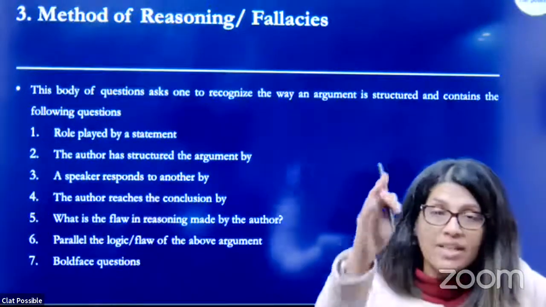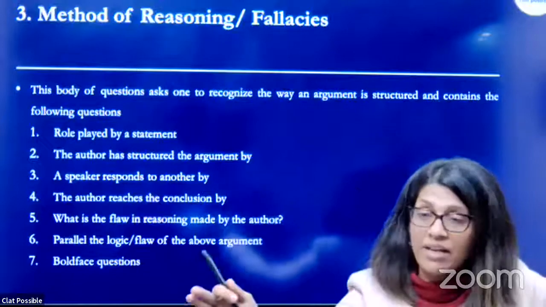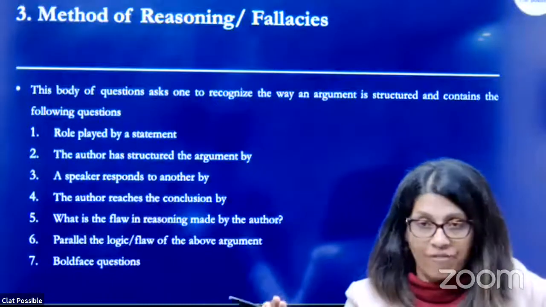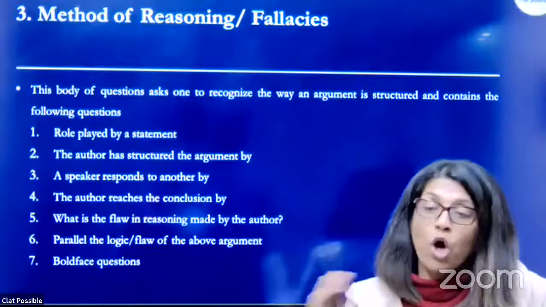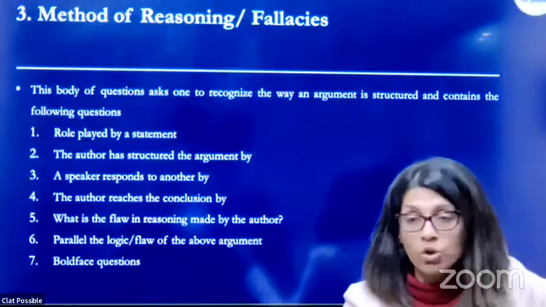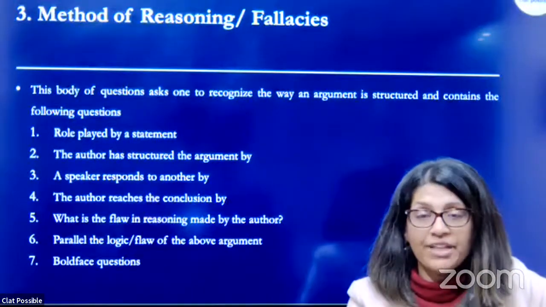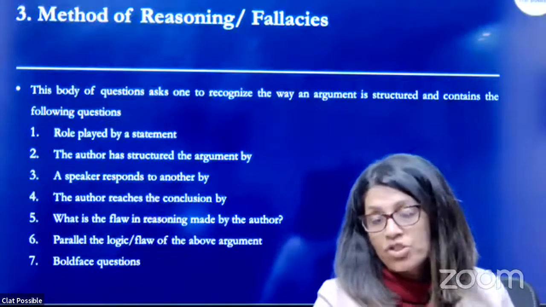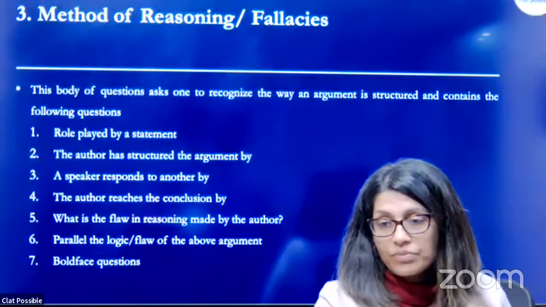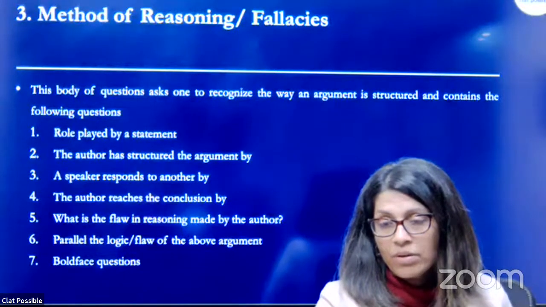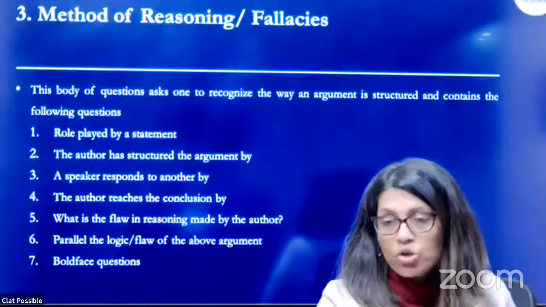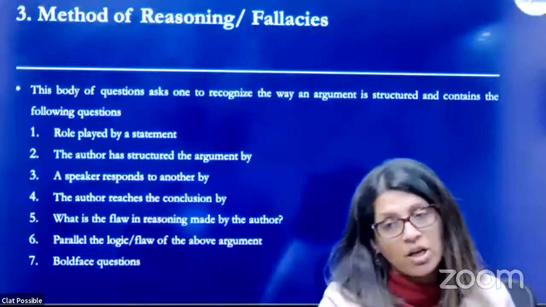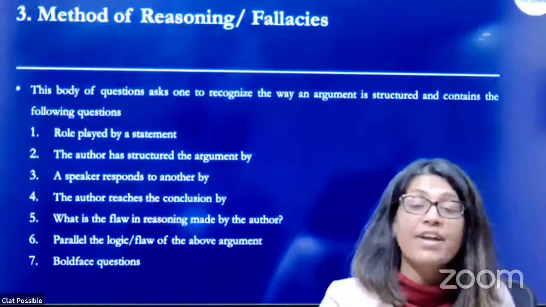So if the author is saying whatever, A, B, C, D, E, and the reader concludes F. If the author concludes F, it is called conclusion. If the reader concludes F, it is called inference. Have you understood the difference between assumption and inference, children? Right? So conclusion, if the author writes F, it is conclusion. If the reader writes F, it is inference.